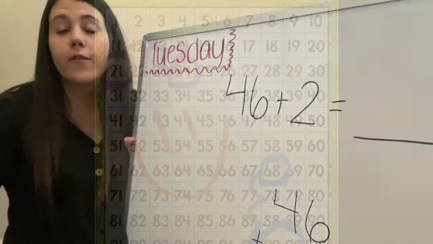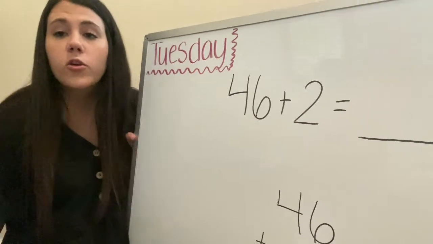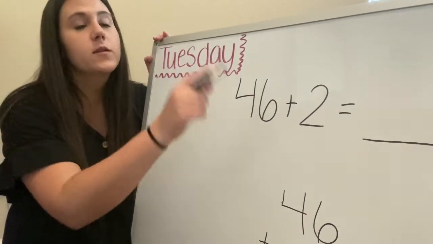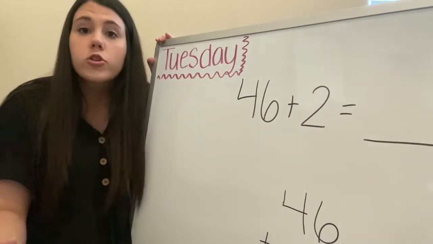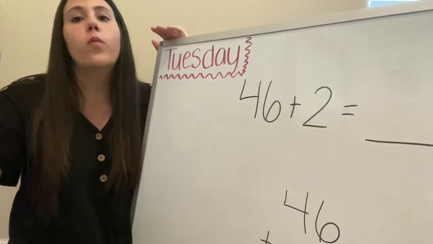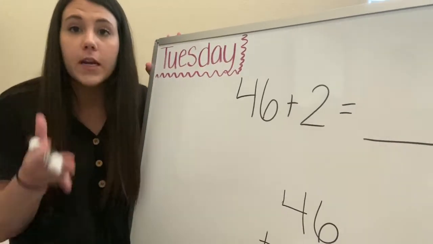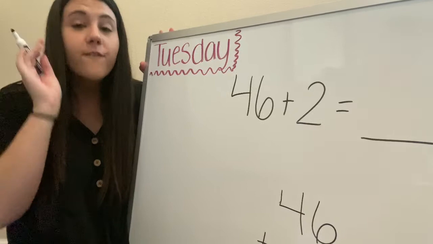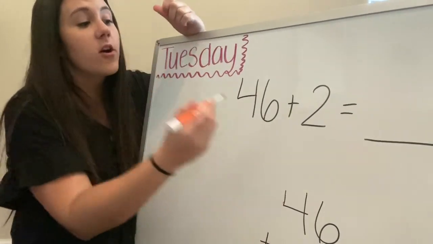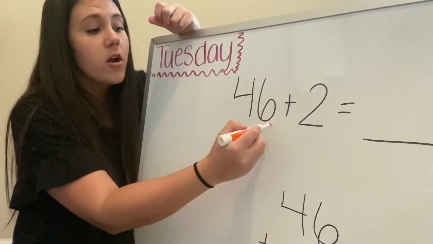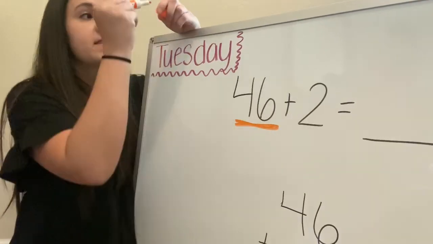We're going to get started with the first problem on the worksheet. So you see on your worksheet 46 plus 2. So we can use our hundreds chart. So what number would we want to start at? What is our starting number? 46. Yes, so our starting number that we want to look for on the hundreds chart is our number 46.